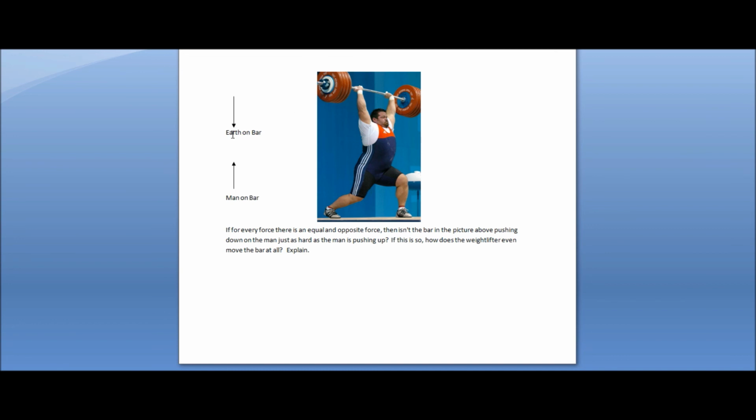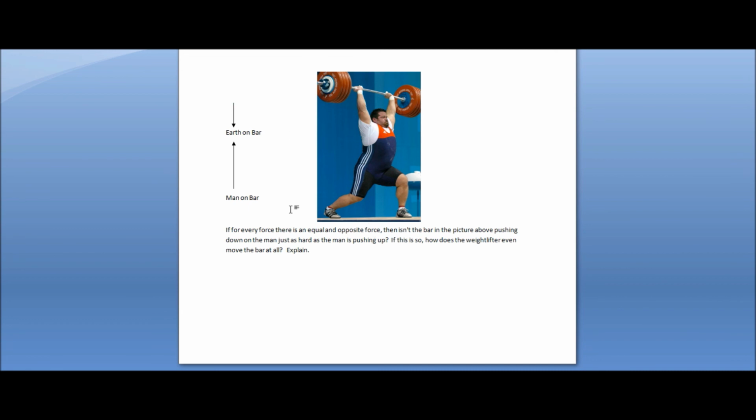So if this was earth on bar and bar on earth, they would have to be equal. If this was man on bar and bar on man, those would have to be equal. But it's not. It's the earth on the bar pulling it down, and it's the man on the bar pushing it up. So if this force is larger than this force, then the bar will accelerate up.